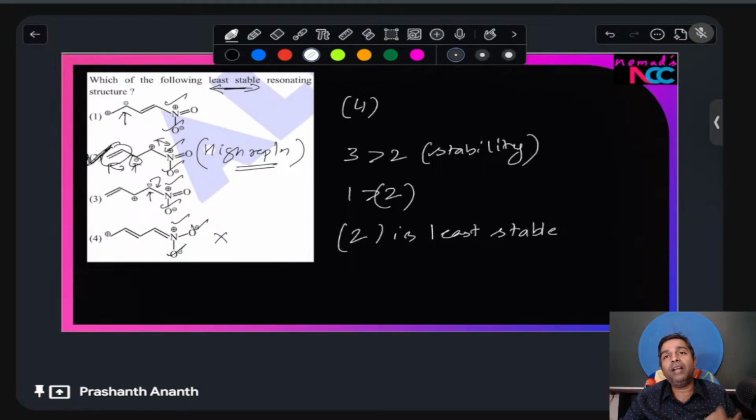Then we check where the repulsions are going to be greater. Repulsions are going to be greatest in option 2. Why? Because in option 2, you're going to have a lone pair and a negative charge. The lone pair and the negative charge are both going to be close by. So repulsions there. The positive charge on the carbon and the positive on nitrogen are also going to be close by. Repulsions over there. So this is the scenario here.